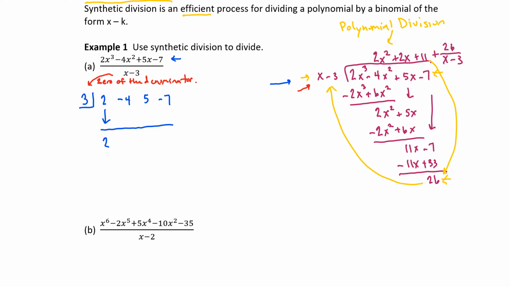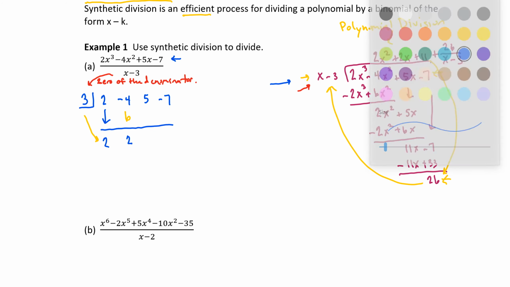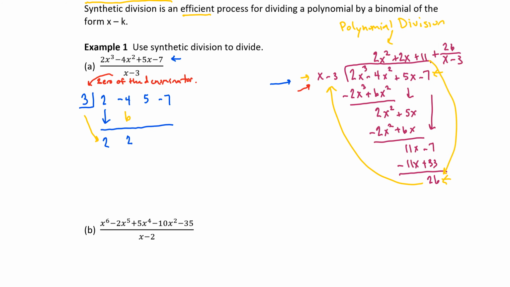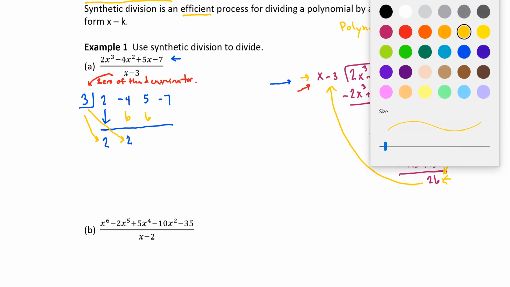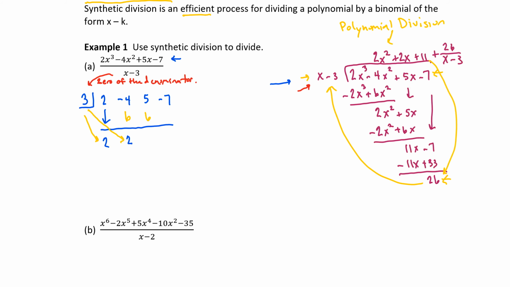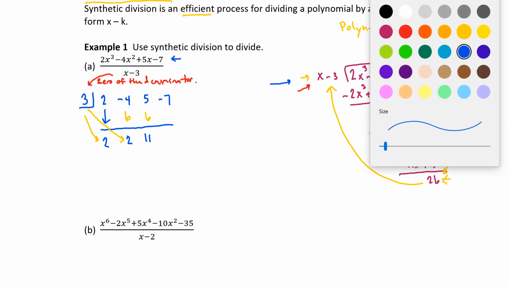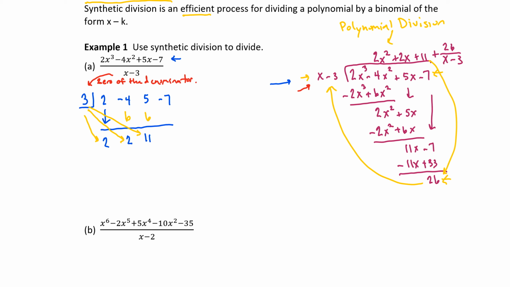Here's what I mean. We're going to take 3 and multiply it by 2 to get 6, and that's going to go in this spot right here. Then we're going to add those two numbers together to get 2. Then we're going to multiply and add again. This time 3 times 2 gives me 6 again. And then I'm going to add vertically. 5 plus 6 gives me 11. We're going to do one more round. 3 times 11 is 33. That number goes over here. And then I'm going to add vertically. Negative 7 plus 33 is 26.